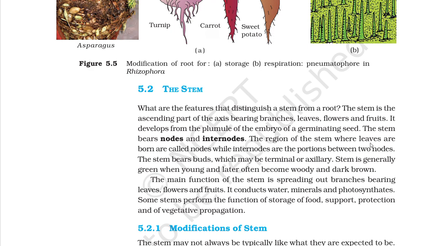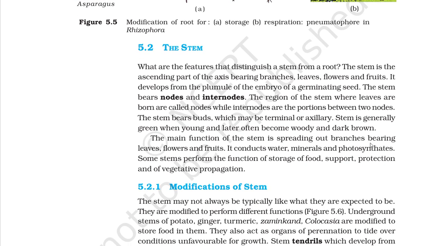5.2 The stem. What are the features that distinguish a stem from root? The stem is the ascending part of the axis, bearing branches, leaves, flowers, and fruits. It develops from the plumule of the embryo of a germinating seed. The stem bears nodes and internodes. The region of the stem where leaves are borne are called nodes, while internodes are the portions between two nodes.